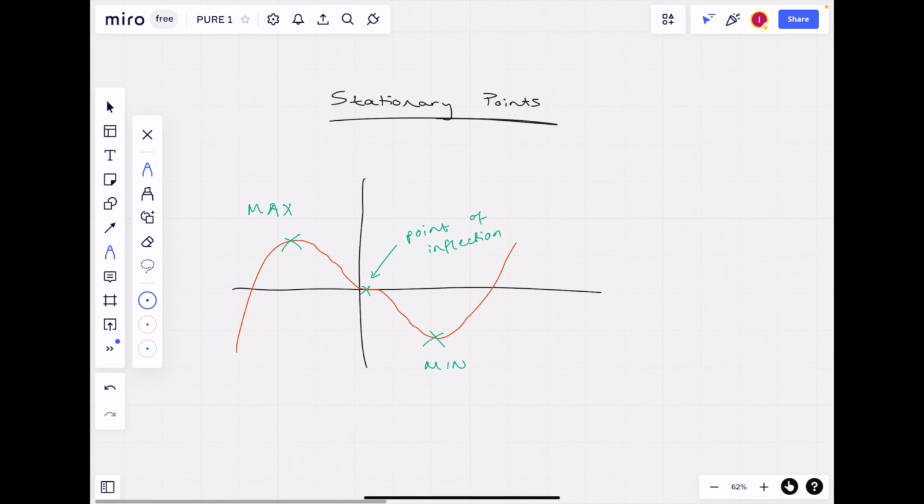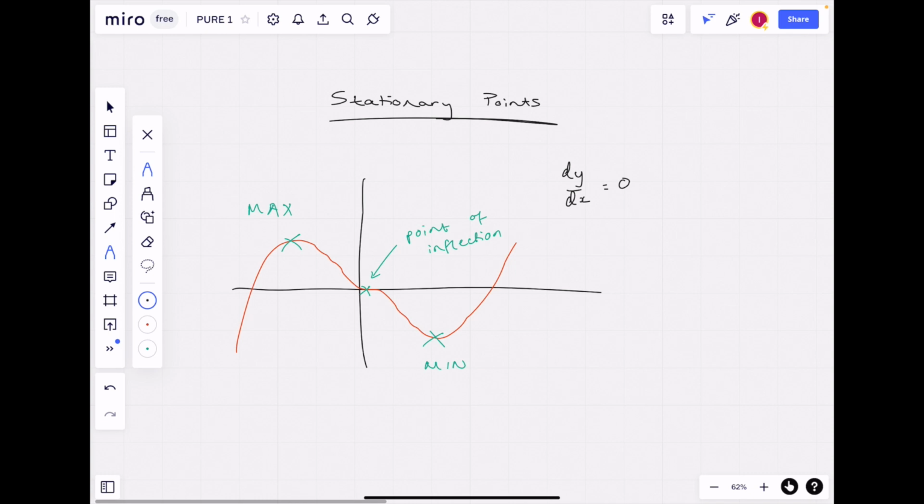Stationary points are when the gradient is 0. That's how you work it out. And your stationary points are coordinates. Now, let's say you don't have a curve. Let's say you don't have a drawing, and it's not possible for you to sketch a drawing. How do you know whether your stationary point is considered a maximum, minimum, or point of inflection?